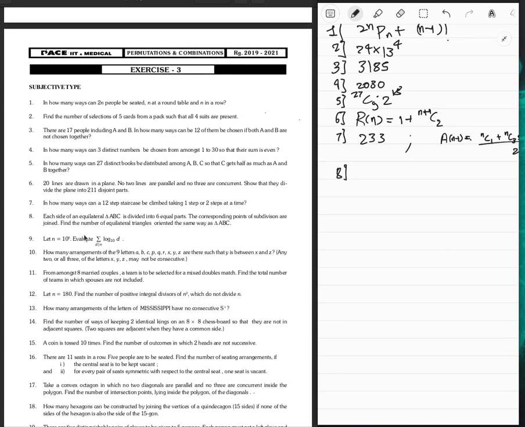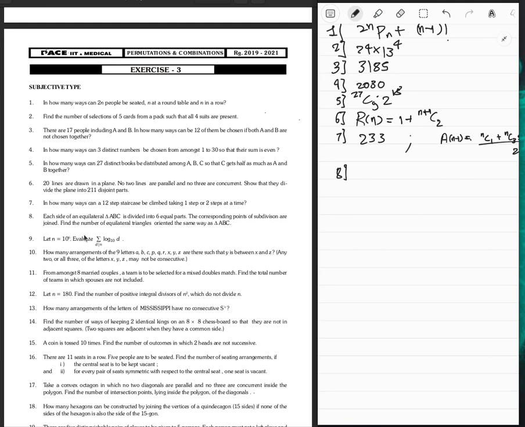Each side of an equilateral triangle is divided into 6 equal parts. The corresponding points of subdivision are joined. Find the number of equilateral triangles on it oriented the same way as triangle ABC. Okay, 6 equal parts. The corresponding points of subdivision are joined.